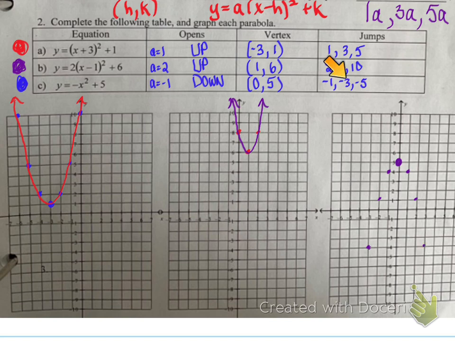How did I get that? Remember, these are our jumps: down 1, down 3, down 5, and you're just moving over 1 each time. Graph the parabola like such, and don't forget that it's a smooth, rounded curve with arrows pointing in the direction of opening. All right, so that is question number 2.